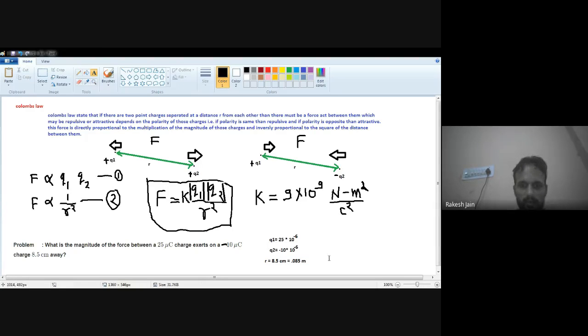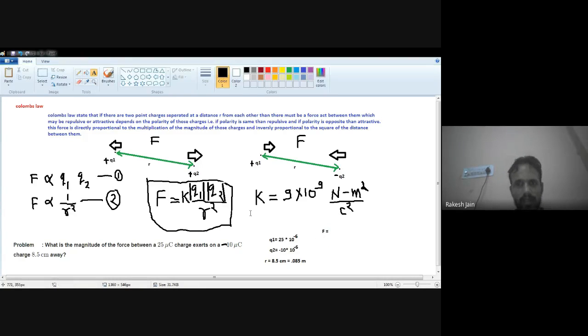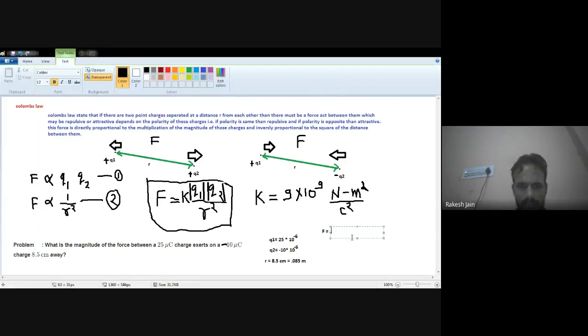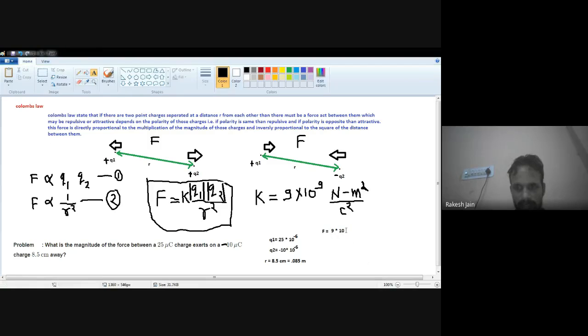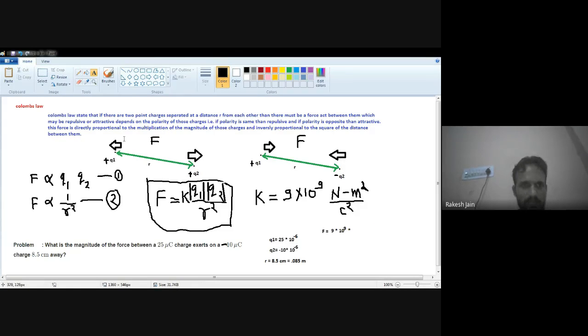Now we just have to find out the answer of force. So what will be the force in Newton? Now F is equal to K. So K is what? 9 multiplied by 10 to power 9. I have already taught you that 9 multiplied by 10 to power 9 is the value of K. Okay. Then multiply by Q1 bar, Q2 bar. Bar means we ignore the polarity and just write down the numeric value.